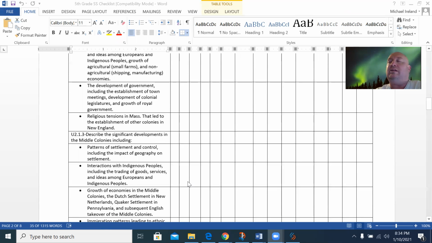Middle colonies, you're going to get still some farming, but it's not like in the South, but it's not as cold and mountainous as it is in New England. And it's a little warmer. Deep rivers. So there's a lot of trade here as well. And you get people from a lot more varied backgrounds here. It was said that New Amsterdam had 18 languages being spoken there.